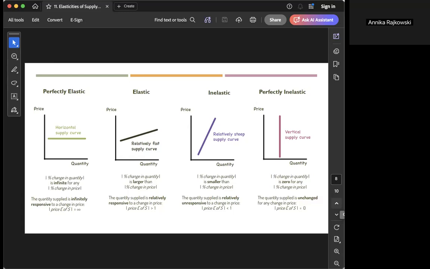Just remember, the flatter the supply curve, the more responsive suppliers are, and the steeper the supply curve, the less responsive suppliers are. These graphs give us a visual shortcut. Flat usually means elastic, steep usually means inelastic, no matter whether it is supply or demand.